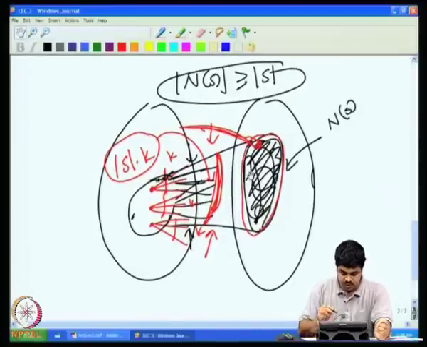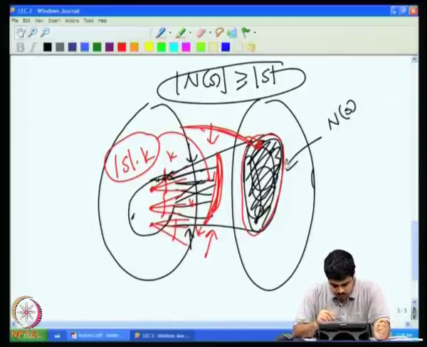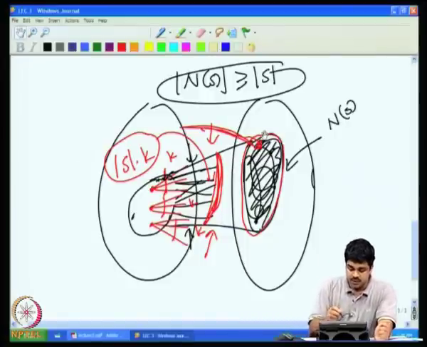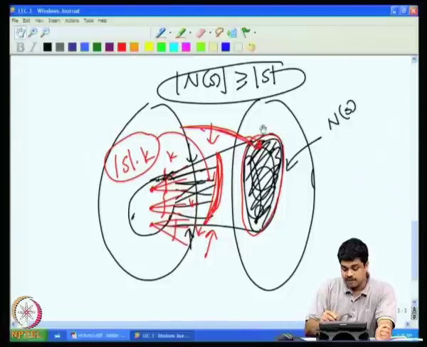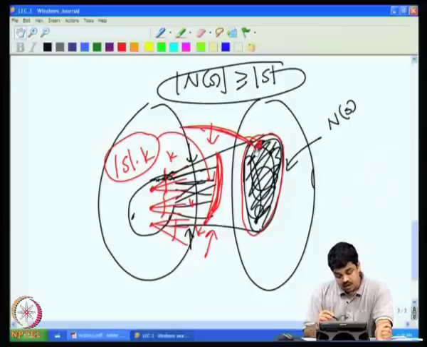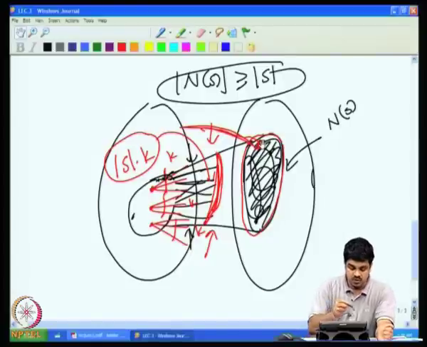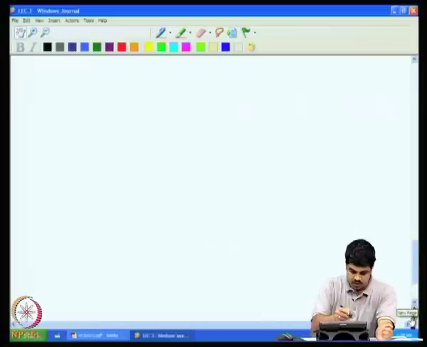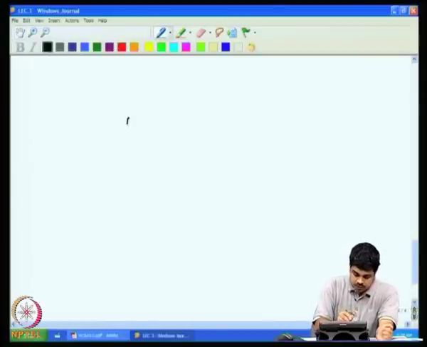Subset has to reach here. So, that is this thing. But then how many edges can reach here? You know that because there are only cardinality of N of S number of vertices here, and each vertex can accept, or accept means at most k edges can come into it, right. So, we know that only k into N of S edges can get into it.